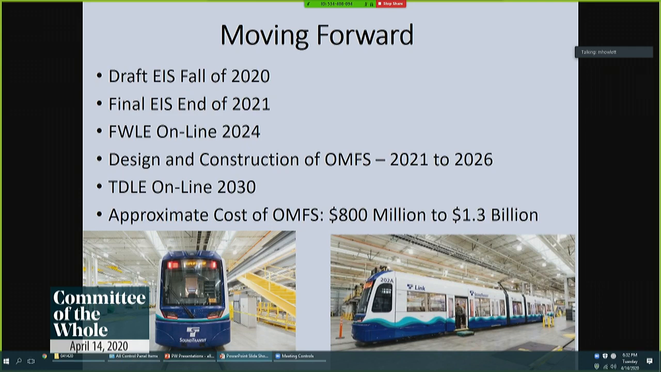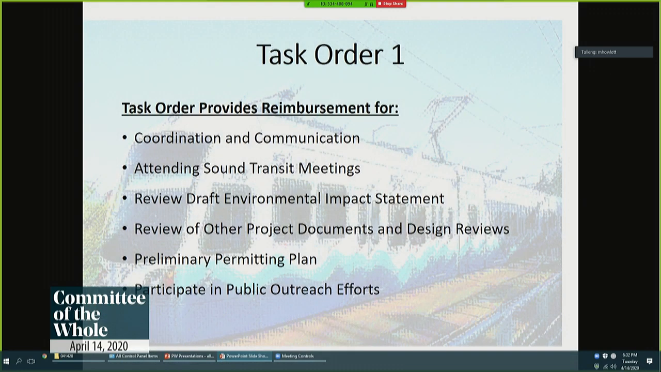And I will add that this task order 1 is really only up to where they make the selection of the site. So if the Midway landfill site is selected, we'll execute future task orders to encompass any permitting that needs to be done at that time.